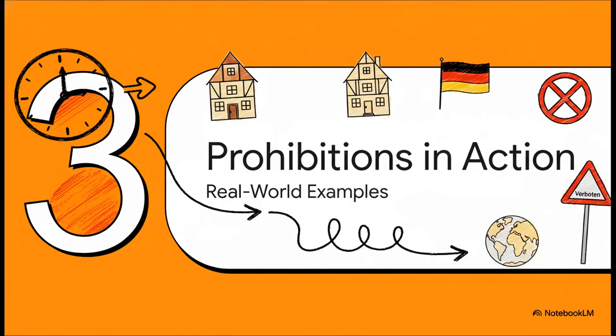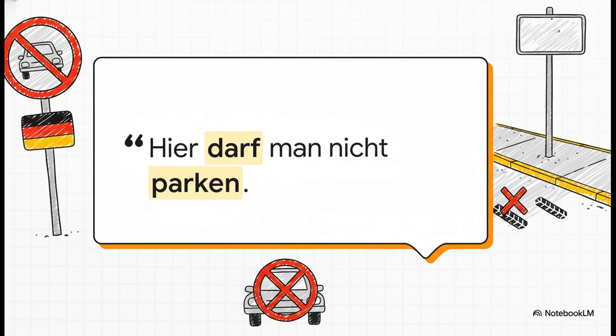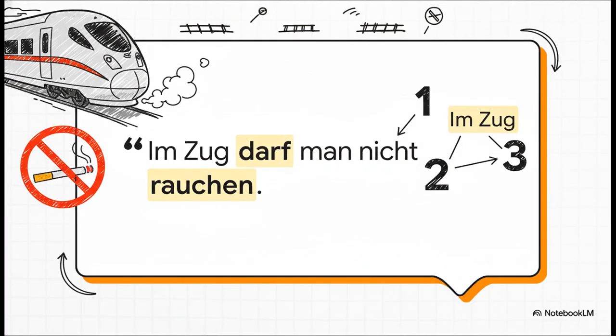Theory is great, but let's see how this formula actually works out in the real world. Let's take a look at some everyday German examples you're likely to see. And here we are, right back at our sign in Berlin. Now it makes perfect sense. Look at the structure. Darf is in position 2. Then you have what's not allowed, and the action verb parken, or to park, is at the very end. It isn't just "don't park here." It's "one is not permitted to park here." See the difference?